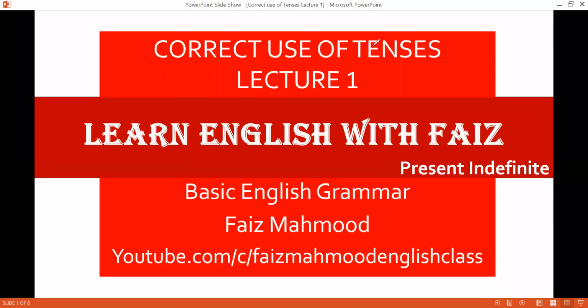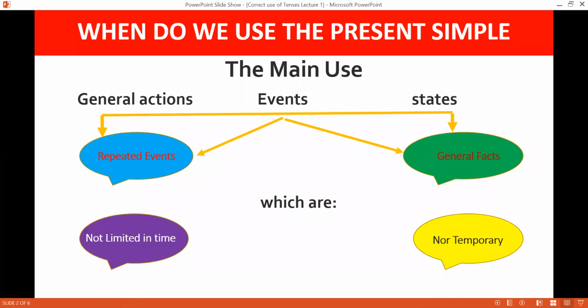This is Faiz Mahmood. Today we are going to start another series of lectures that is correct use of tenses. There are basically three tenses: present, past, and future. Every tense has four states: simple, progressive, perfect, and perfect continuous. Today we are going to learn present simple, or it is also called present indefinite tense.